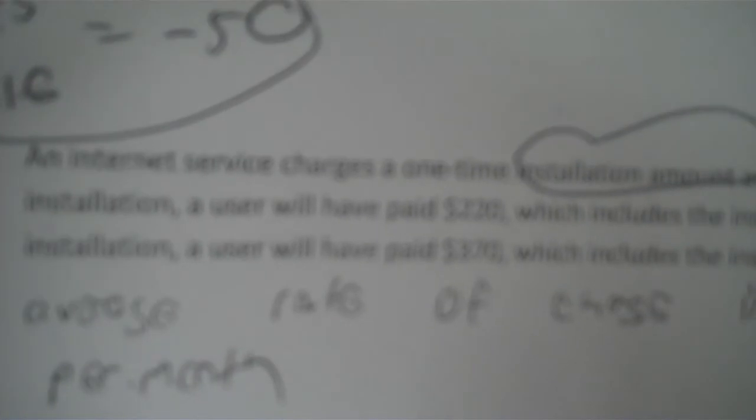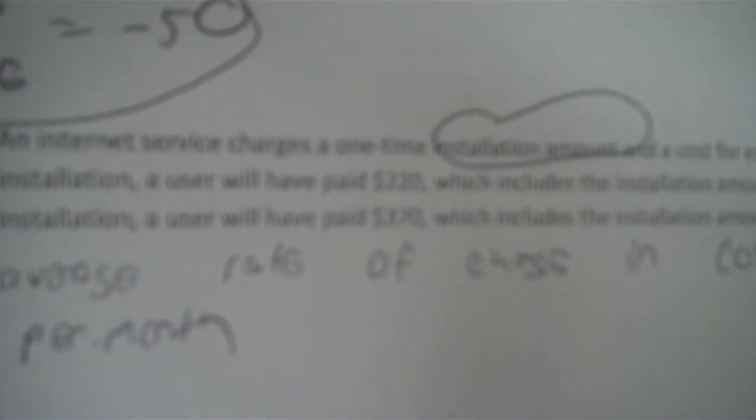Internet service charges a one-time installation amount and a cost for each month. After 5 months of installation, the user has paid $220. That includes the installation amount. After 10 months, they paid $370, which includes installation. Cost per month, so dollars per month is the answer. That's your rate of change. Well, if I take the dollars divided by the months, 220 divided by 5 is $44. And 370 divided by 10 is 37.